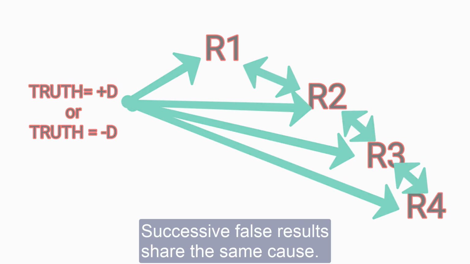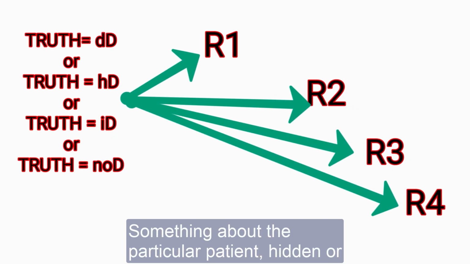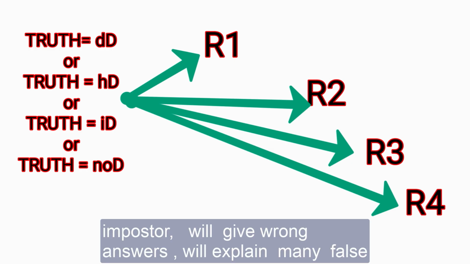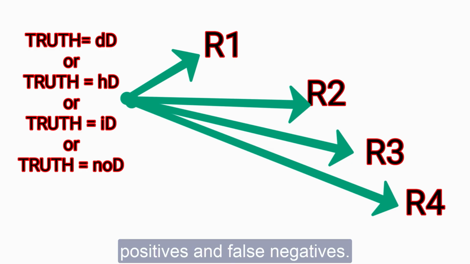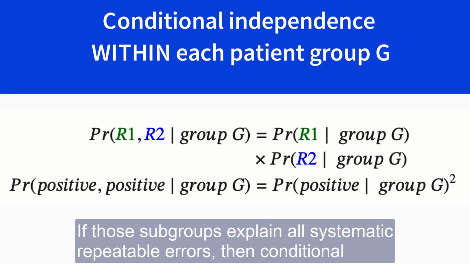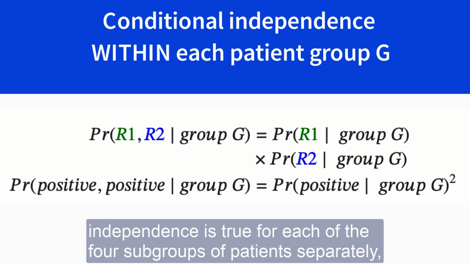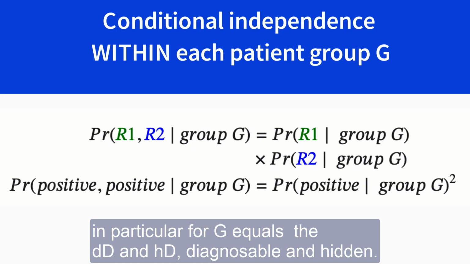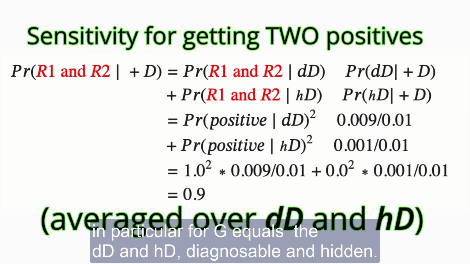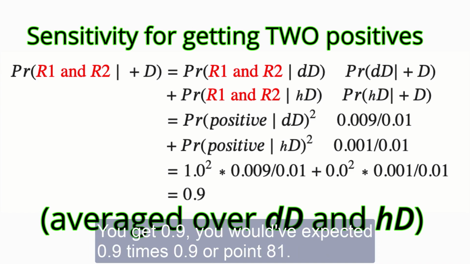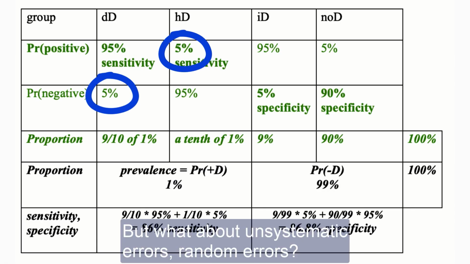Successive false results share the same cause. Something about the particular patient, hidden or imposter, will give wrong answers, will explain many false positives and false negatives. If those subgroups explain all systematic repeatable errors, then conditional independence is true for each of the 4 subgroups of patients separately. In particular, for G equals the DD and HD, diagnosable and hidden, you get 0.9. You would have expected 0.9 times 0.9 or 0.81. Cool. But what about unsystematic errors?